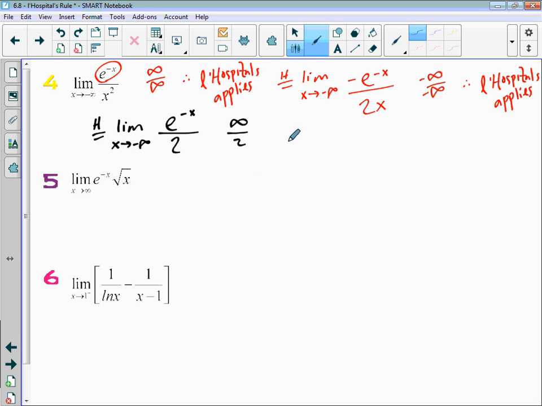What's infinity divided by 2? Still infinity, so it is does not exist is probably what the answer key will say, okay? So if you get infinity and the book has does not exist, it's because technically it does not exist.